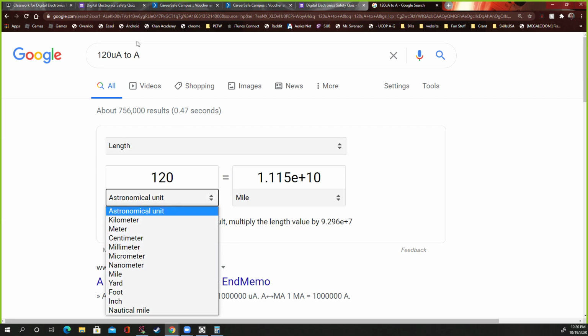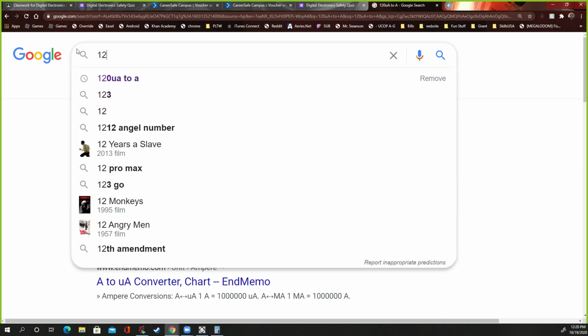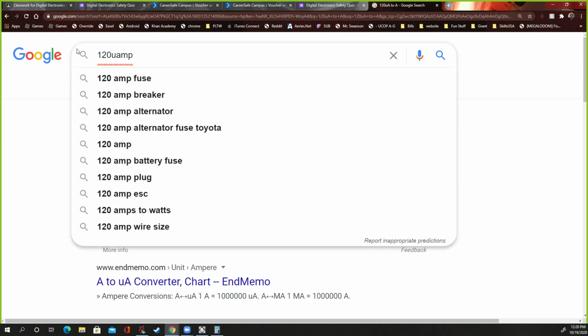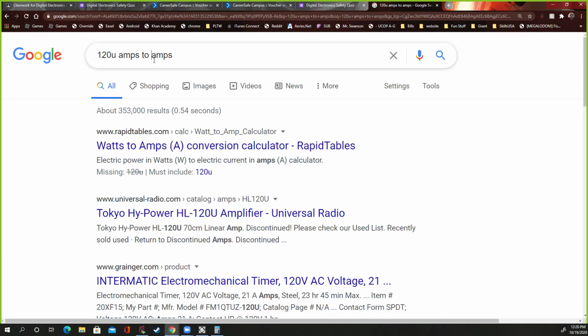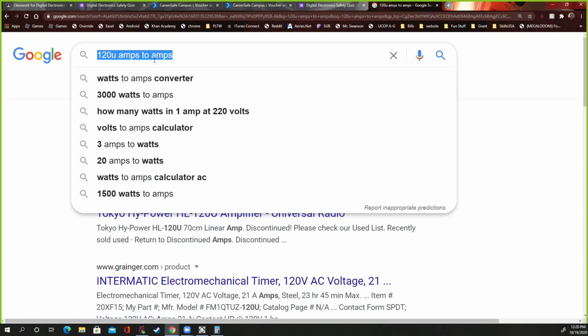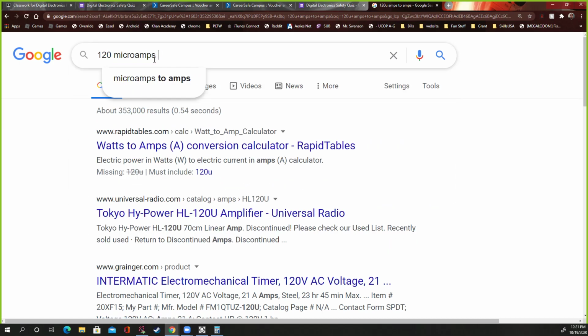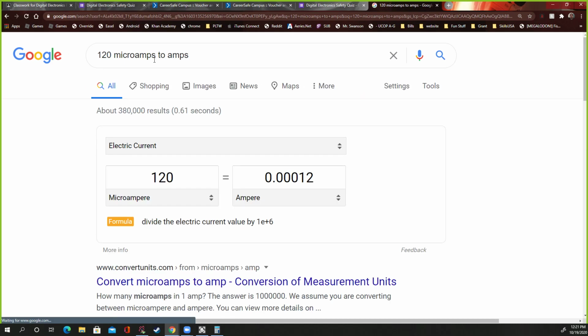Microamps. It's not here. Okay, let's type in 120 amps. Let's see what happens when I do that. Let's do it. 120 microamps to amps. Let's see that one. Microamps to amps. There we go. Boy, that was a bit of a pain.